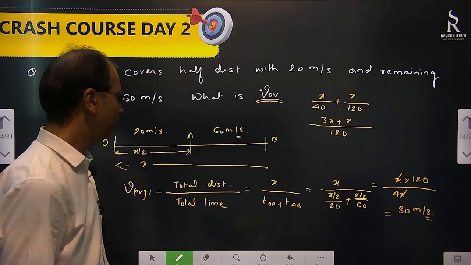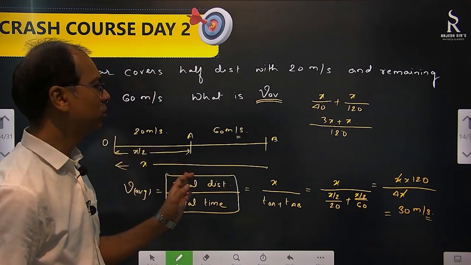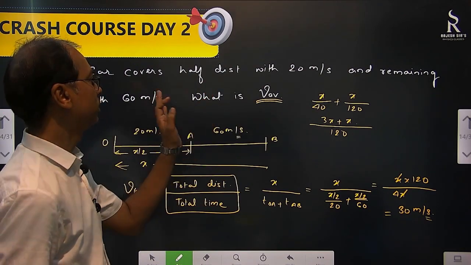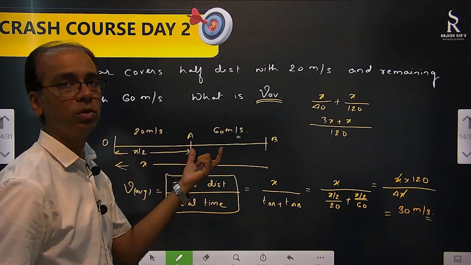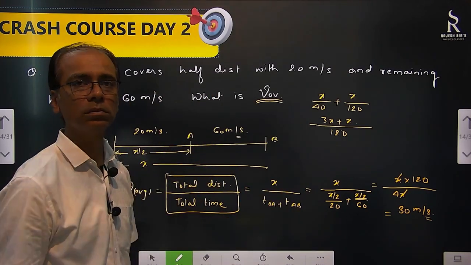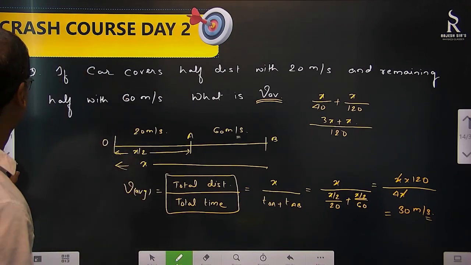Right. So main formula is total distance by total time. And if they are saying to break it, like they said half distance with this, half distance with that, so break it. Fine. So break it means this total time we are breaking into 2. Time from here, time from here. Correct? Okay, let's see further.